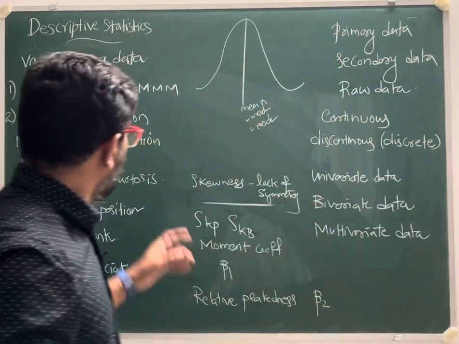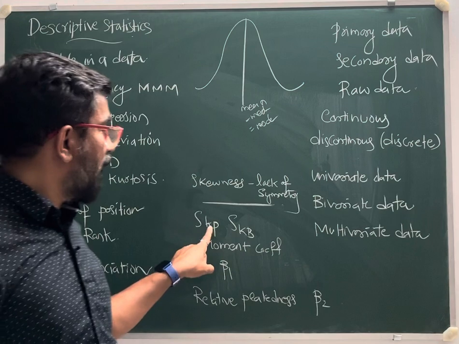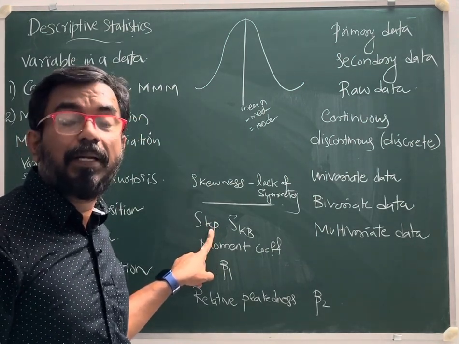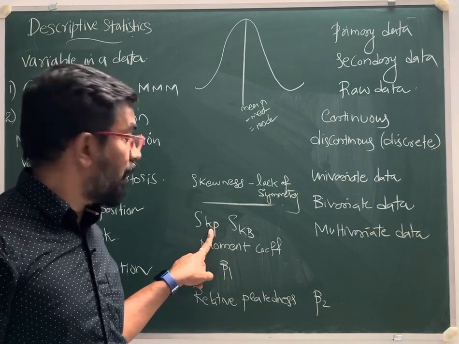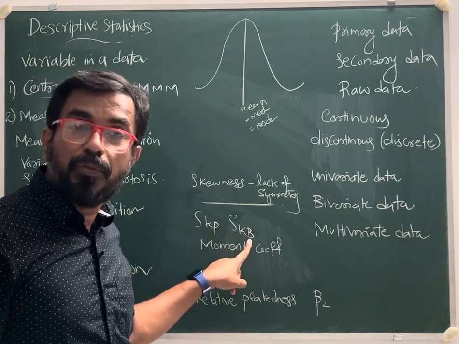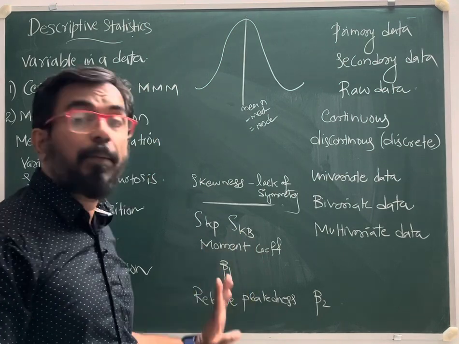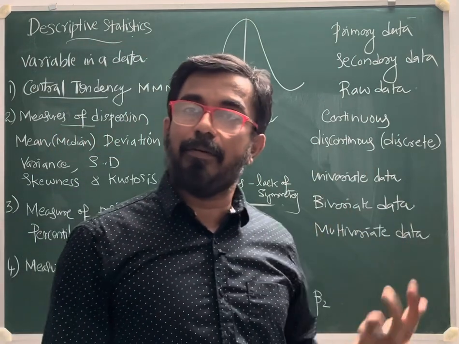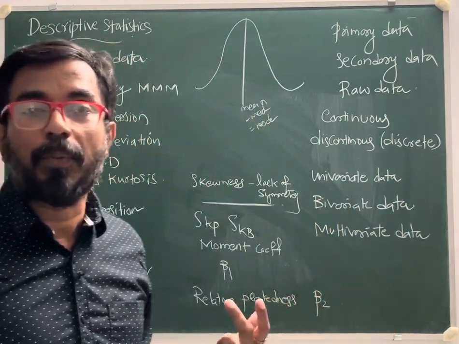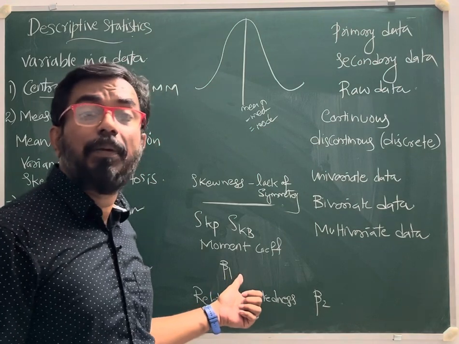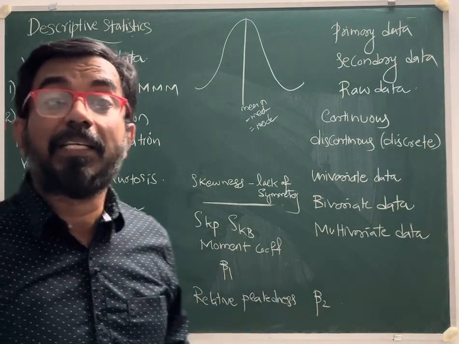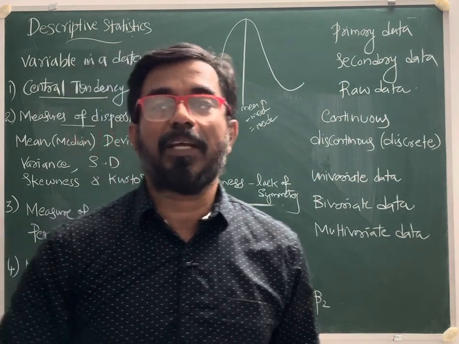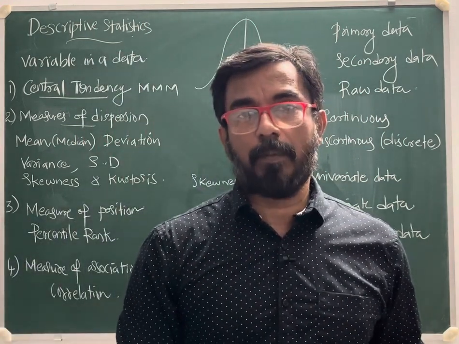So I said, skewness can be calculated with SKP, that is the Karl Pearson coefficient method, that is mean minus mode divided by standard deviation. SKB, that is using quartiles. Then the moment coefficient, beta 1 method. Beta 1 is mu3 square by mu2 cube. I will write the formula. Don't worry about that. I will classify those ones. So looking at the beta 1, we will check whether it is negatively skewed or positively skewed. It's like that we will be able to understand the skewness of it.